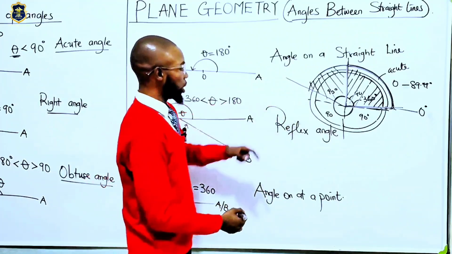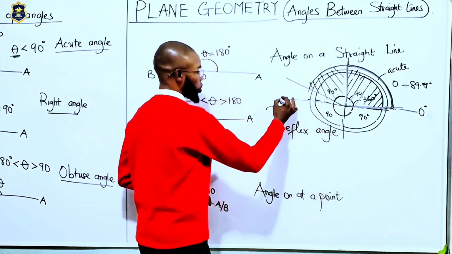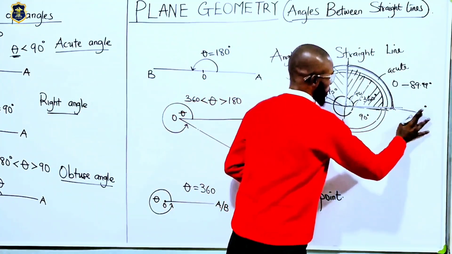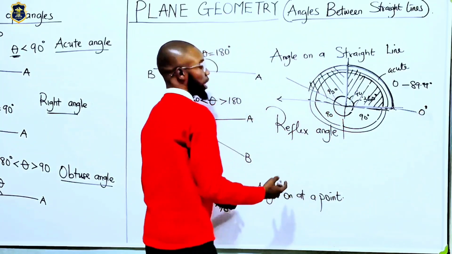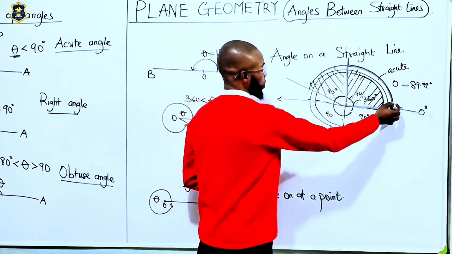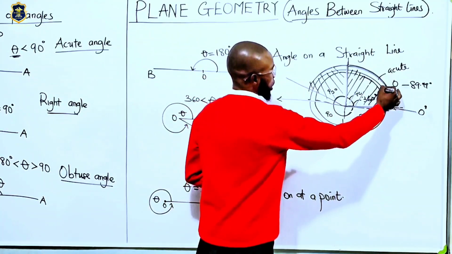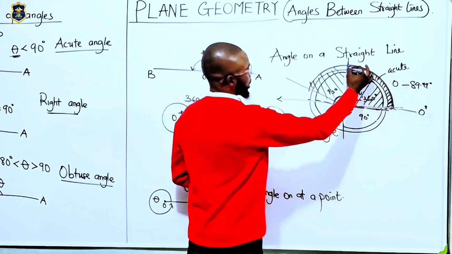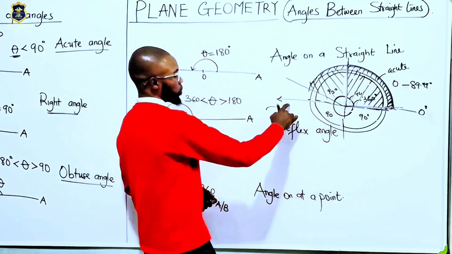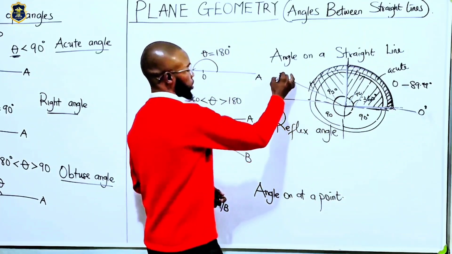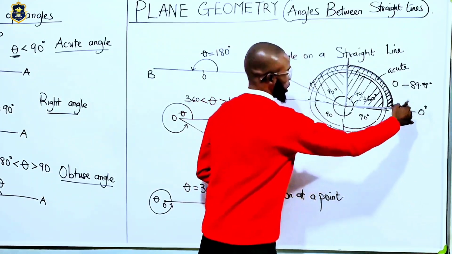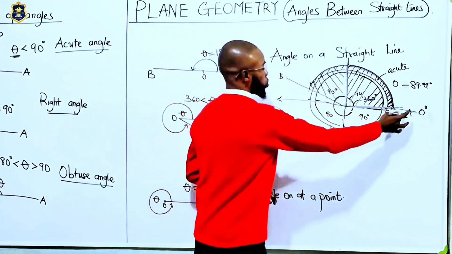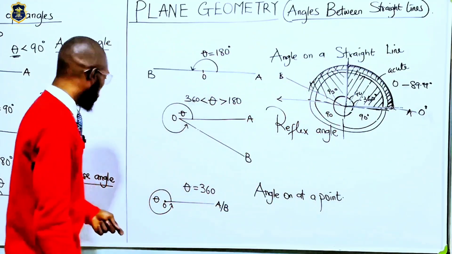It is less than 180. It is not completely 180, it's just less than. It's just running from here down, but it's not completely 180. So let's call this B. If it's starting from A running down to B, it is known as an obtuse angle.